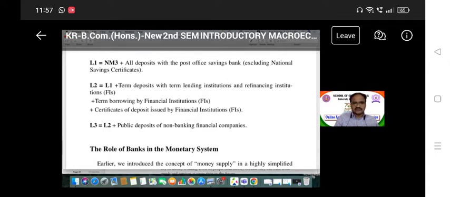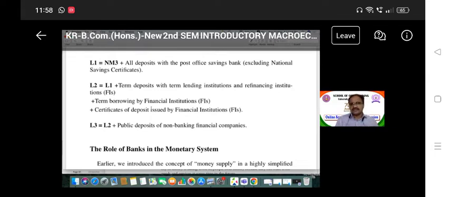That becomes L2. L1 and M3, right? Plus all deposits. L2 is L1 plus all term borrowing by financial institution, certificate of deposit and so on. L3 was L2 plus public deposits and non-banking financial companies, NBFCs. What is non-banking? Insurance companies, mutual funds, other sources, whatever the non-bank finance companies, all included. So the latest version of the money supply is L3, that is L2 plus all short-term, long-term banks, say post office savings banks, other banks, along with non-banking financial companies, NBFC. What is NBFC? We now say insurance, mutual fund, all these are non-banking financial companies. Insurance, health, mutual funds, different markets, capital market, exchange market, everything is included in non-bank financial companies.